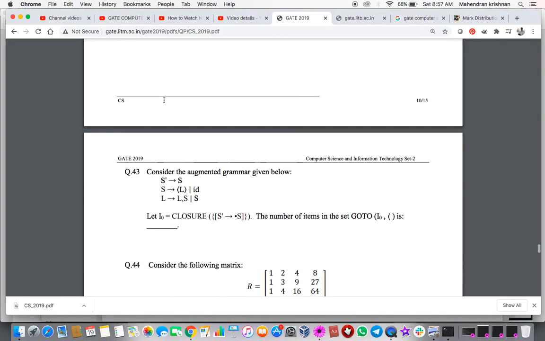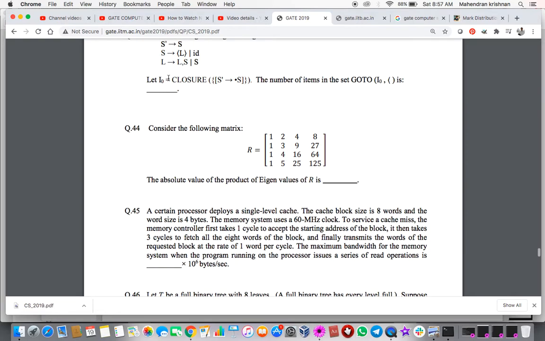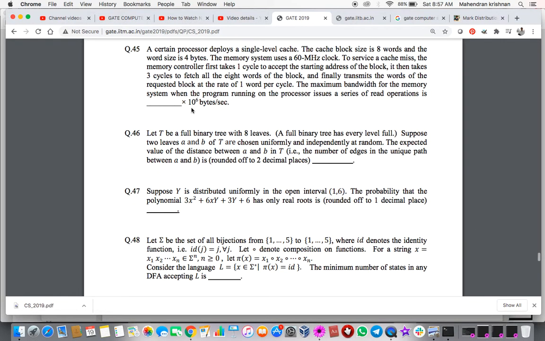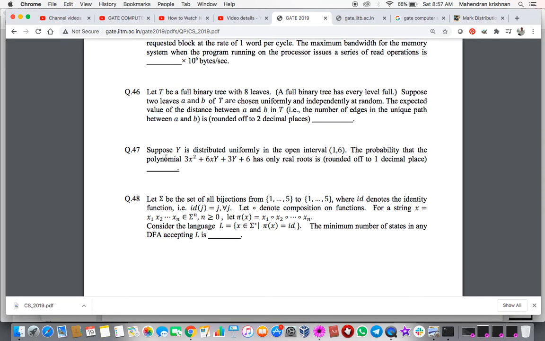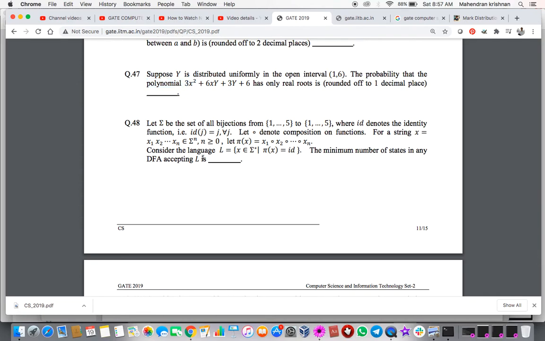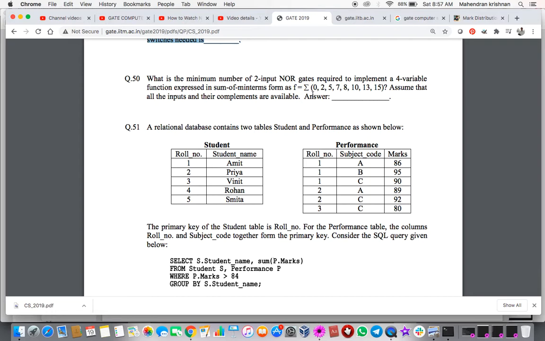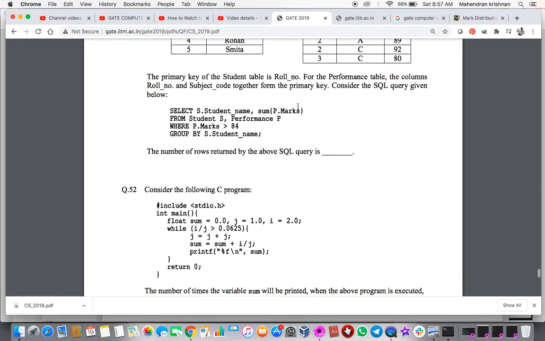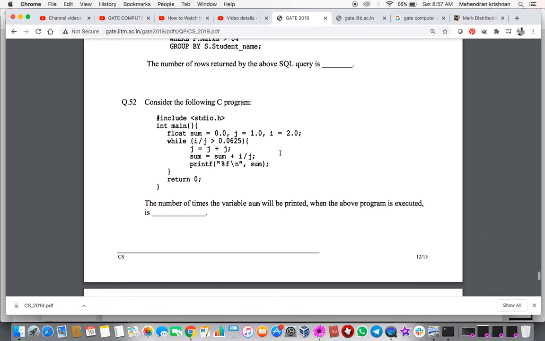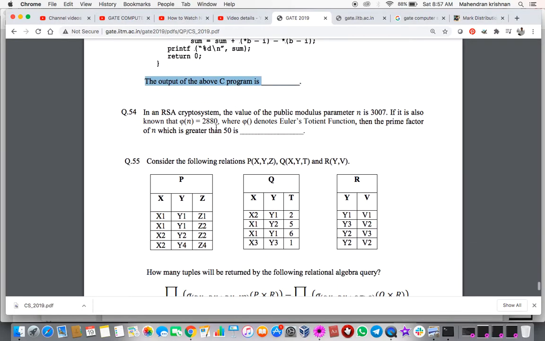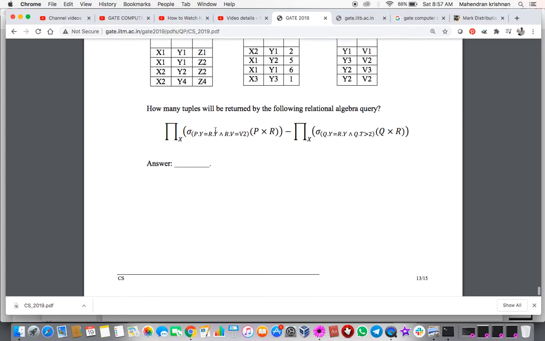No negative marks. Fill in the blanks, we can take risk. We can take risk here as well. So we can take risk. That's all.